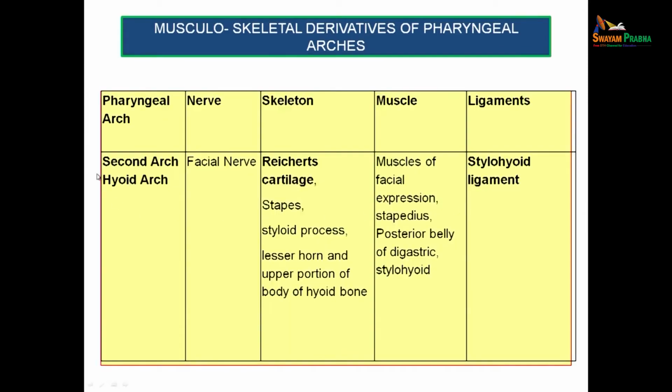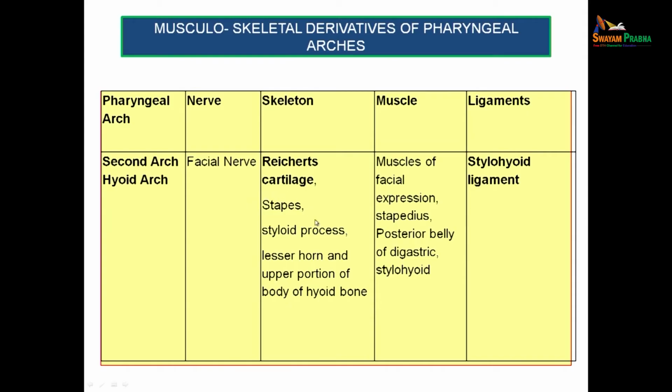So we will move on to the second arch derivatives. The second arch is otherwise known as the hyoid arch, and the nerve supply of this arch is mainly the facial nerve. The skeletal framework: at first, you get the Reichert's cartilage in this region, which will later ossify to form the stapes, the styloid process, the small horn and the superior portion of the hyoid bone.